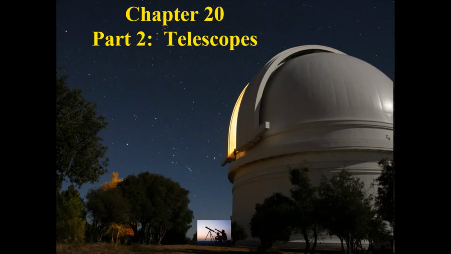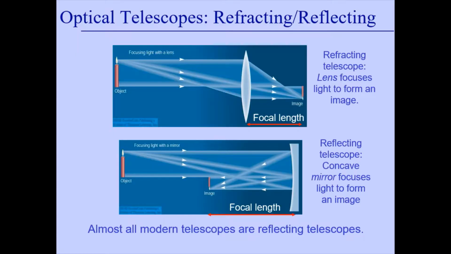Hi, welcome to Chapter 20, Part 2 on telescopes. We usually think of telescopes in terms of visible light telescopes or optical telescopes. And the two types of telescopes for this application are either refracting or reflecting telescopes.